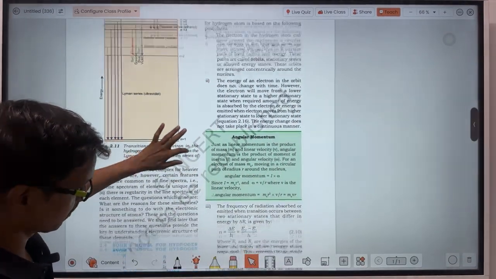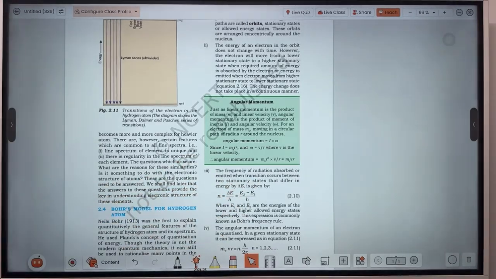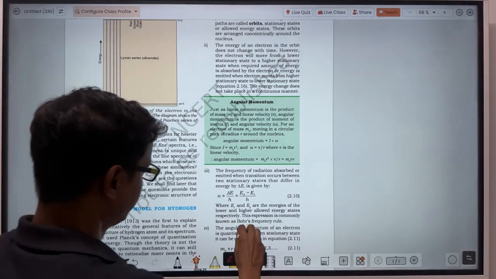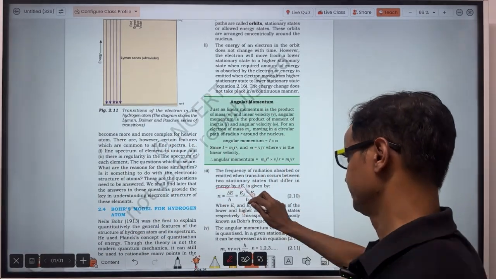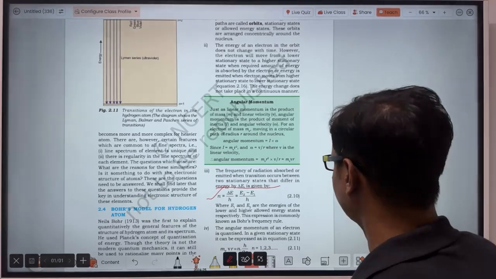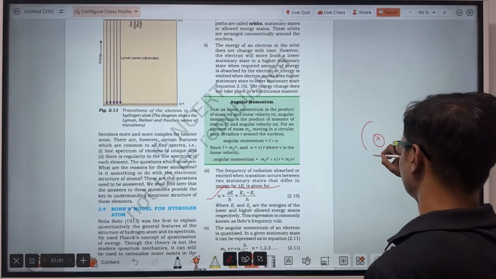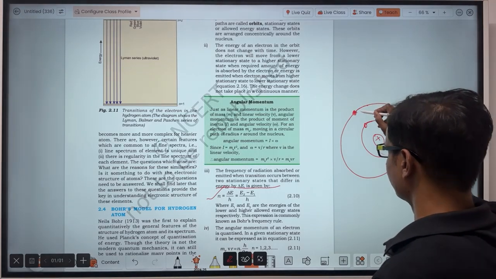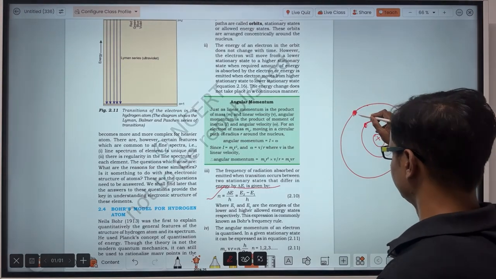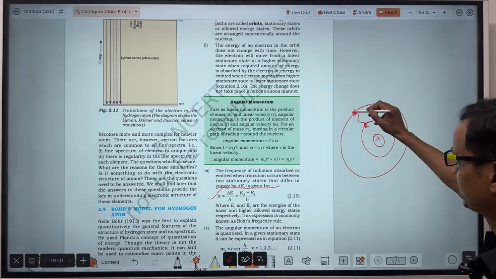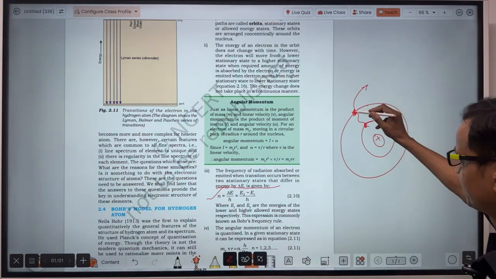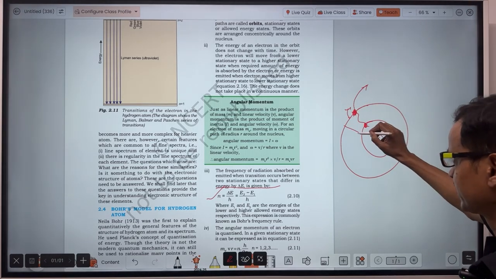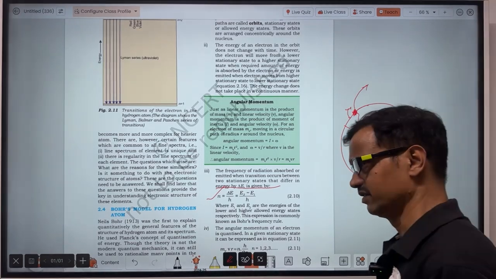The frequency of radiation absorbed or emitted when a transition occurs between two stationary states depends on the difference of energy. Like, if the electron falls from the second shell to the first shell, it emits energy equal to the difference of the second energy level minus the first energy level, so the electron falls from a higher energy level to a lower energy level.